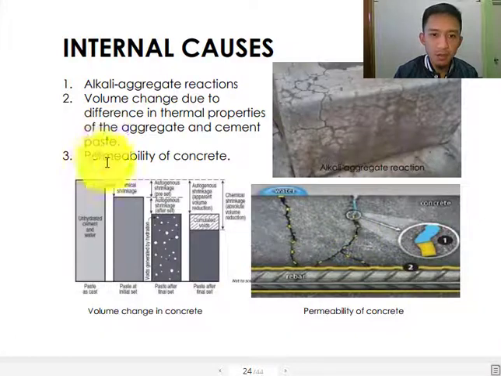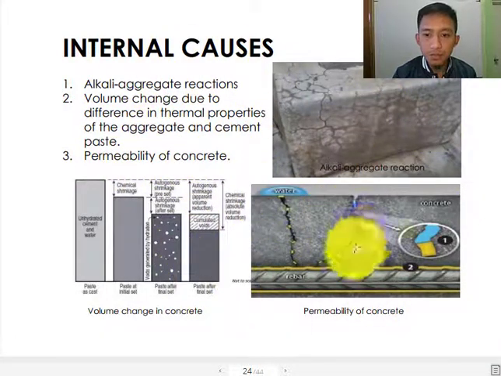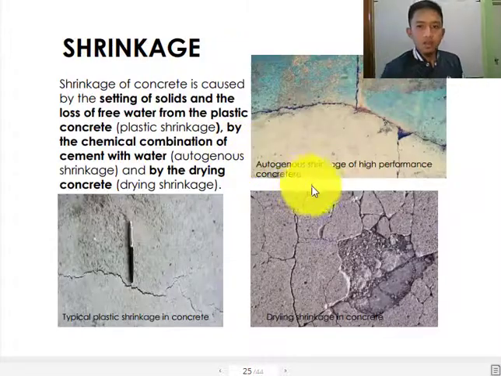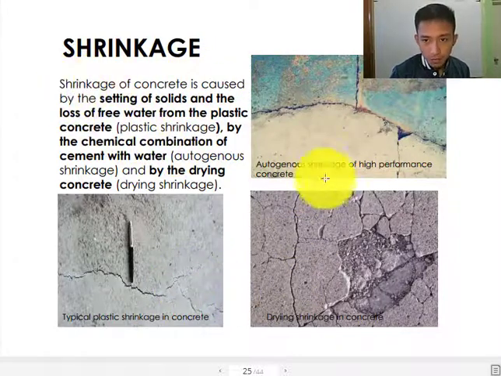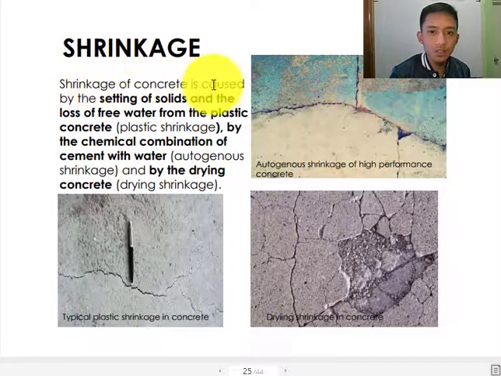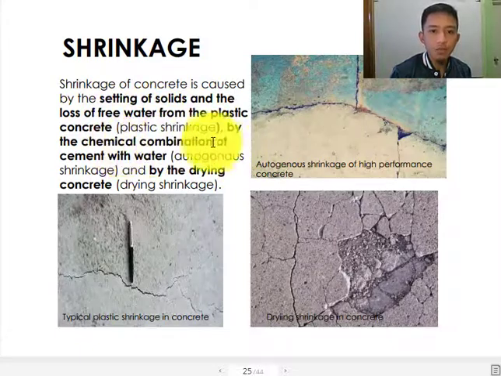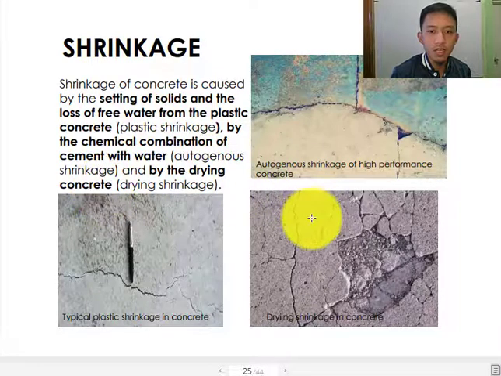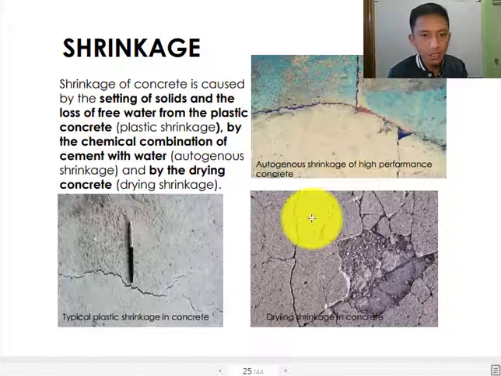Okay, permeability of concrete. So again, permeability due to the voids. Those are the internal causes. Okay, shrinkage. This is important. This is what I was talking about a while ago, but it is now separated here. So shrinkage of concrete is caused by setting of solids and the loss of free water from the plastic concrete, by chemical combination of cement with water, and by drying of concrete. So there are a lot of reasons for shrinkage also.